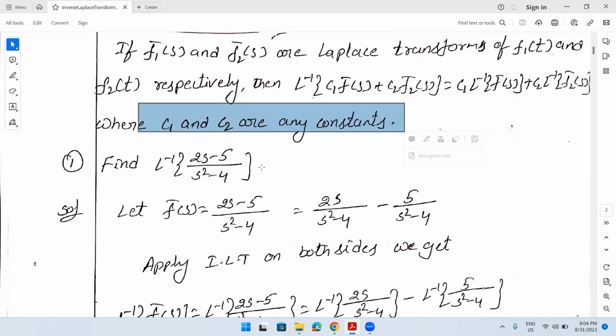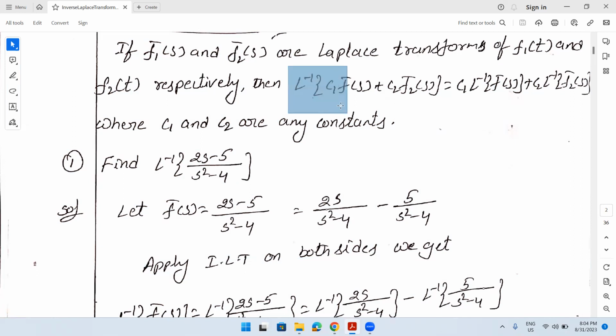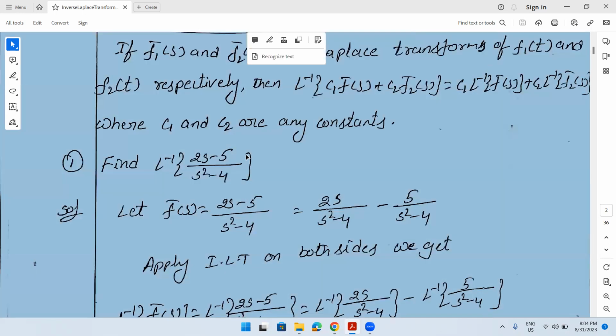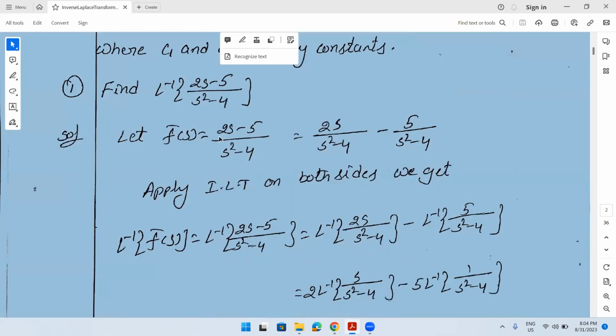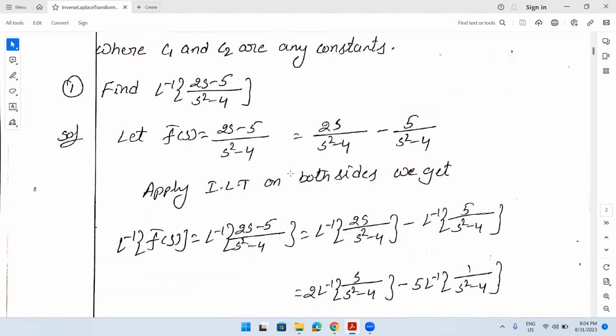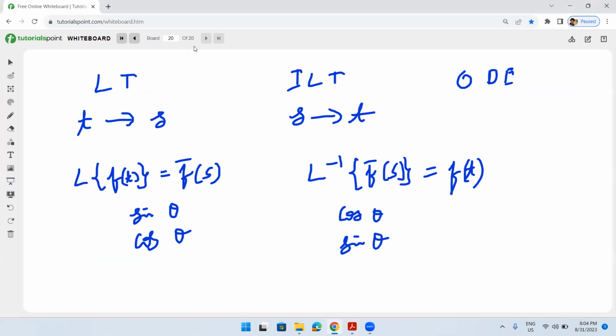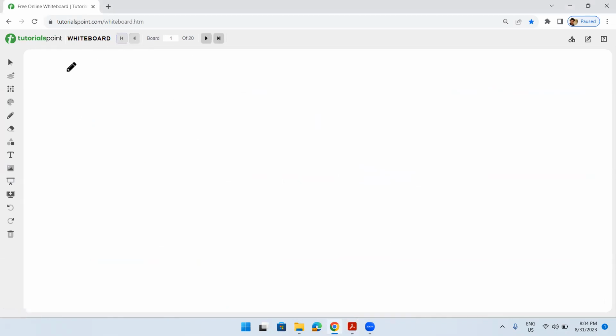So the constants we can take outside, as we have seen in derivatives, integrations, and Laplace transform also. If there are any constants, we can take them outside. Here also, in L inverse, that is inverse Laplace transform, if there is any constant, we can take it outside. So we shall see the basic formulae, as we have seen in the previous topics. Okay, what are the topics required here?